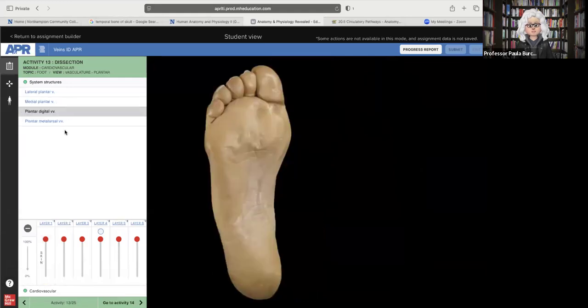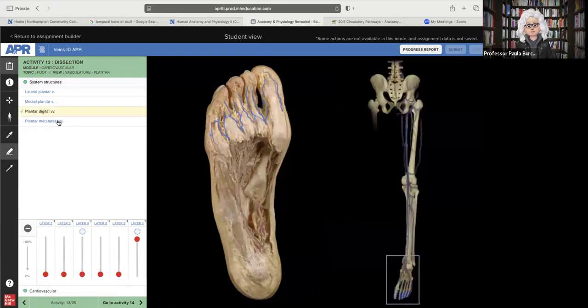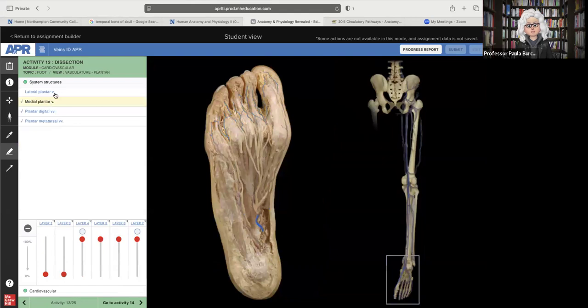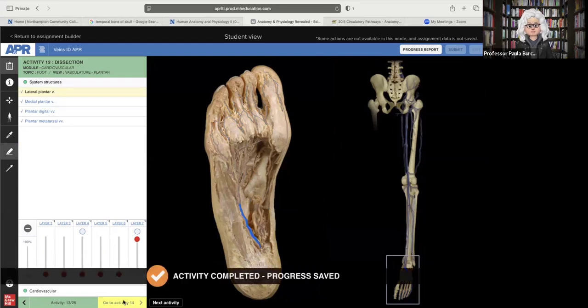Looking at the plantar, we're going to start with the digits. So the plantar digital, we're going to go into the metatarsals, and then we'll have a medial plantar vein and a lateral plantar vein, just like you had with the arteries.